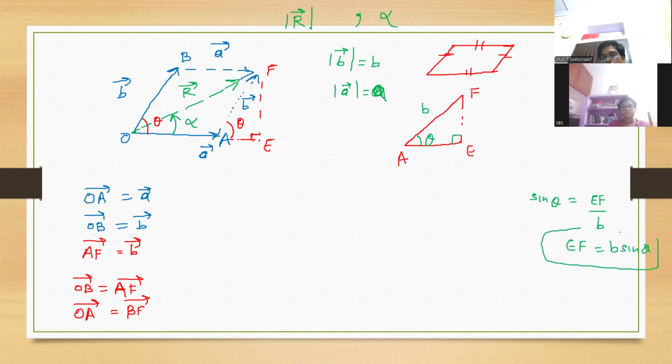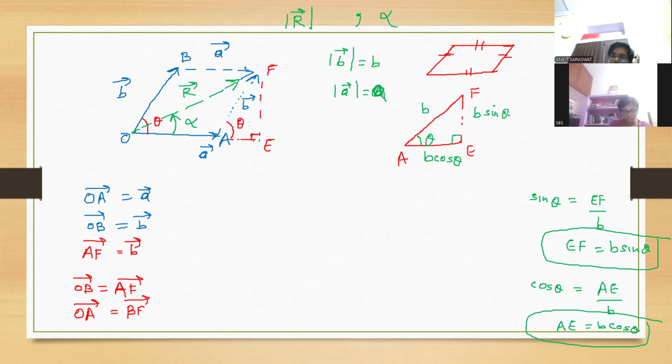Clear? Yes, sir. Similarly, cos theta will be base by hypotenuse. Base is AE, hypotenuse is B. So what is AE? AE is B cos theta. And EF, this EF is what? B sin theta.